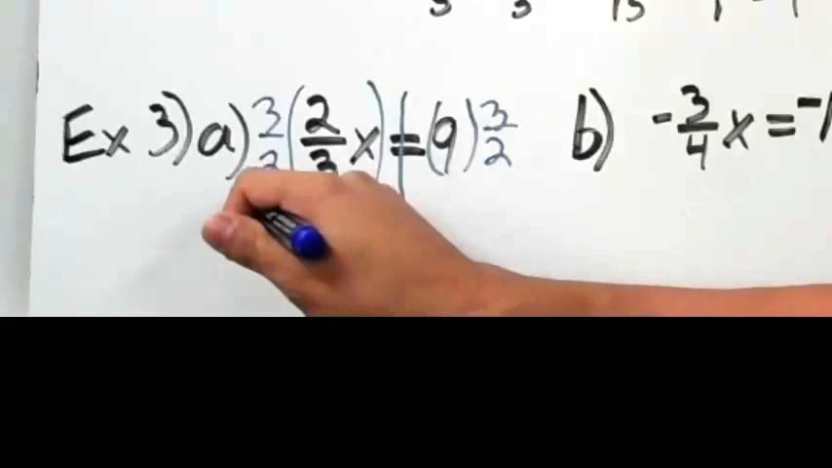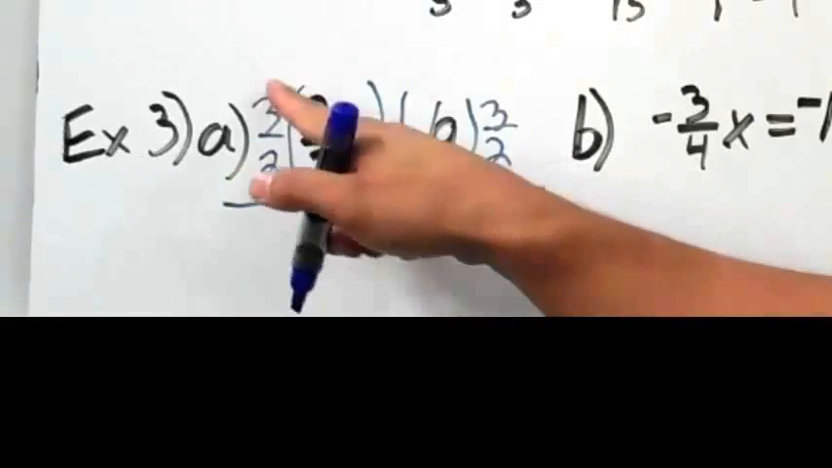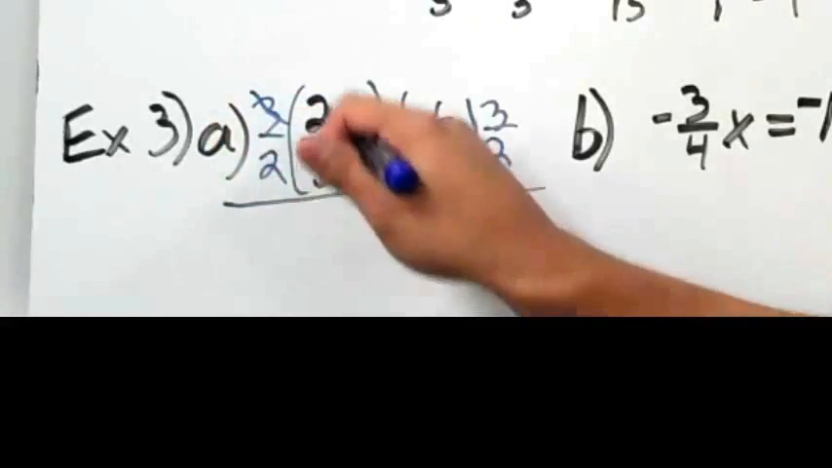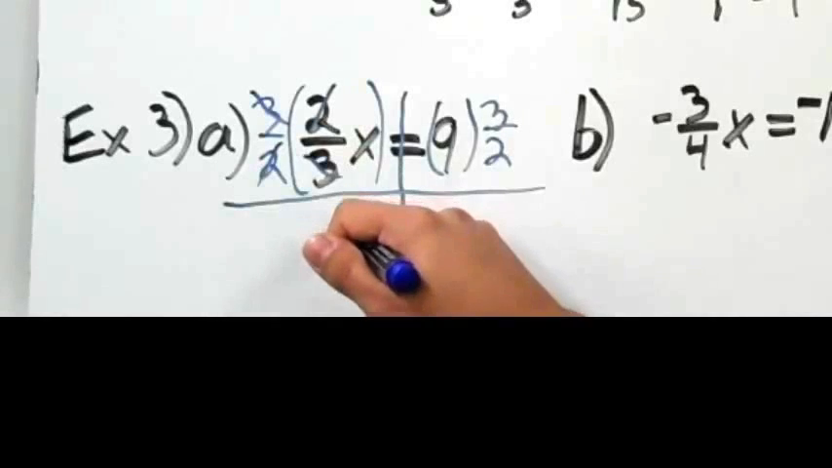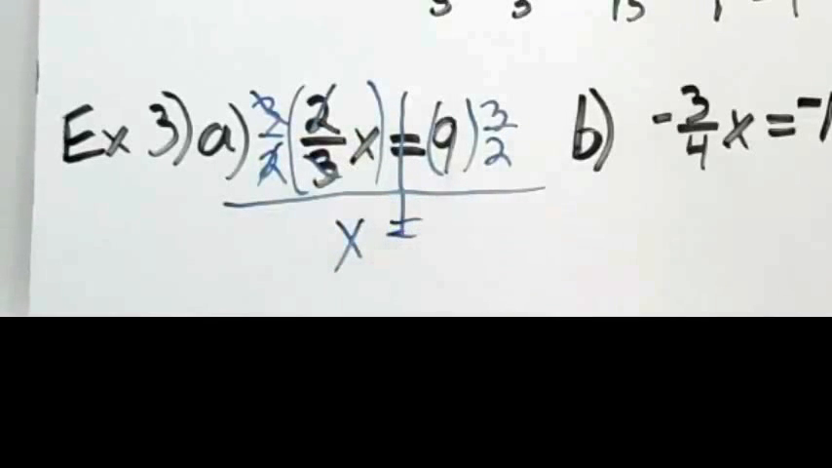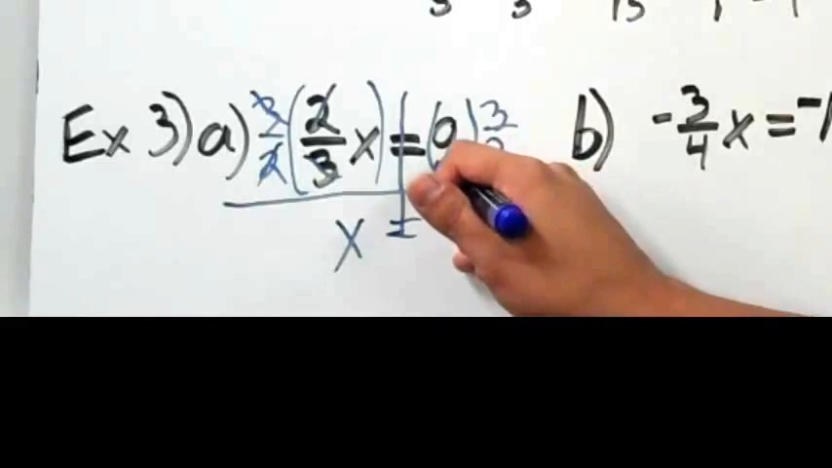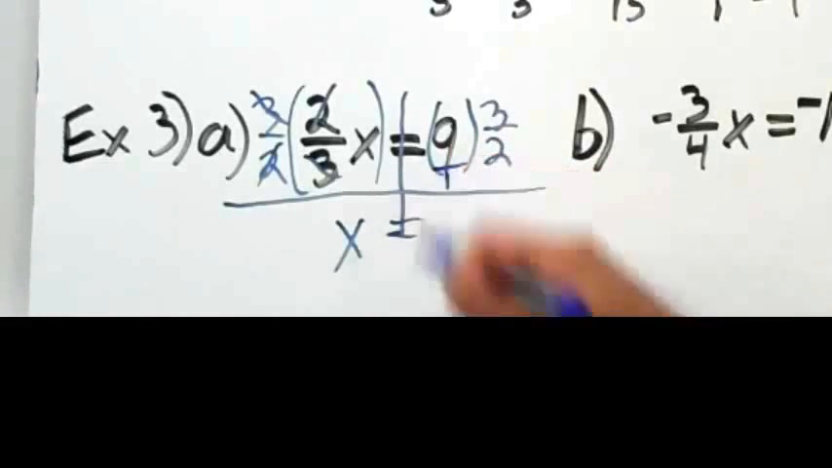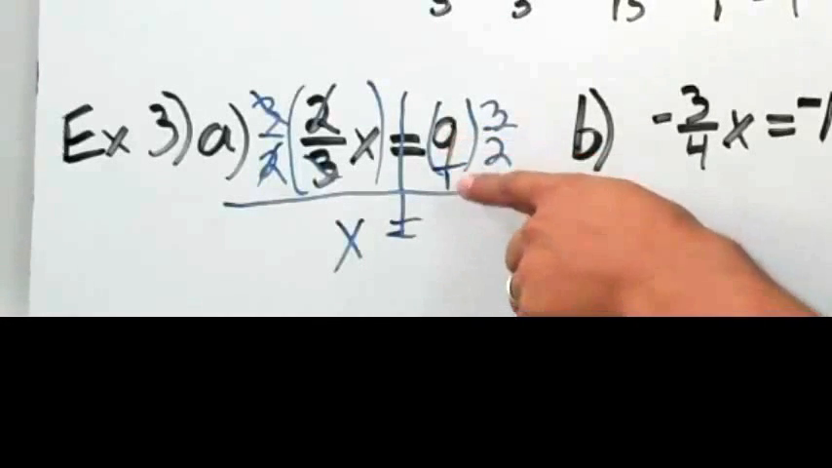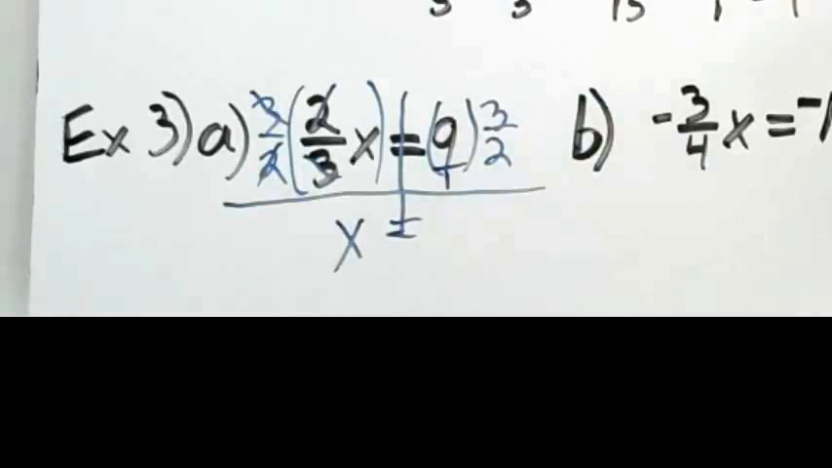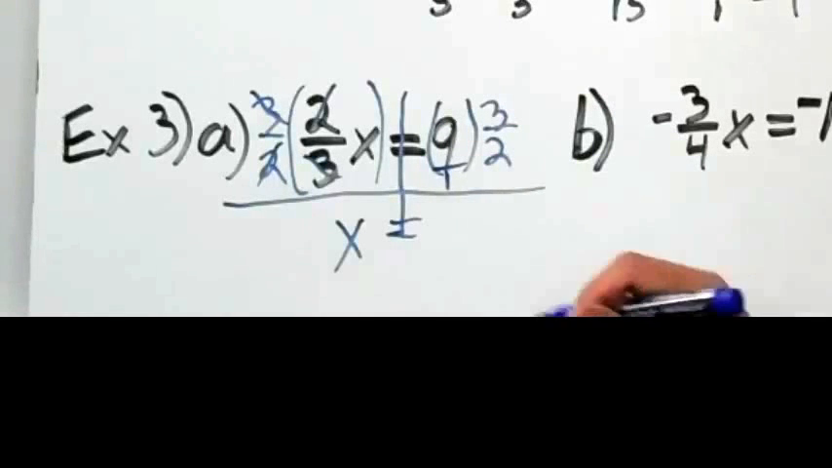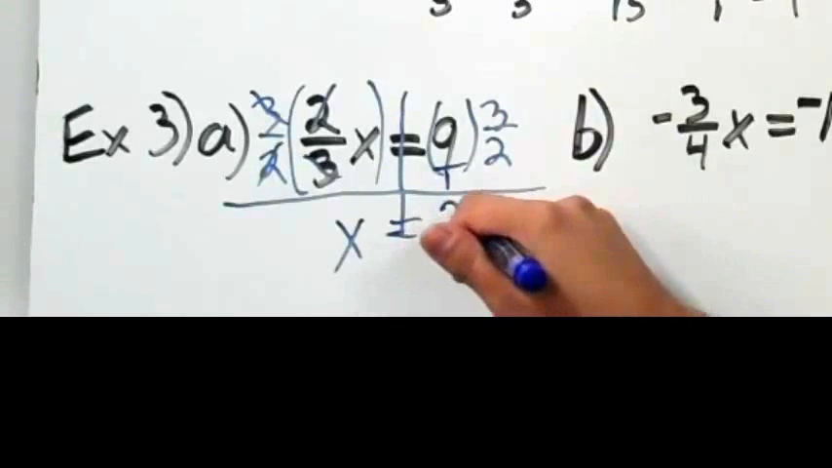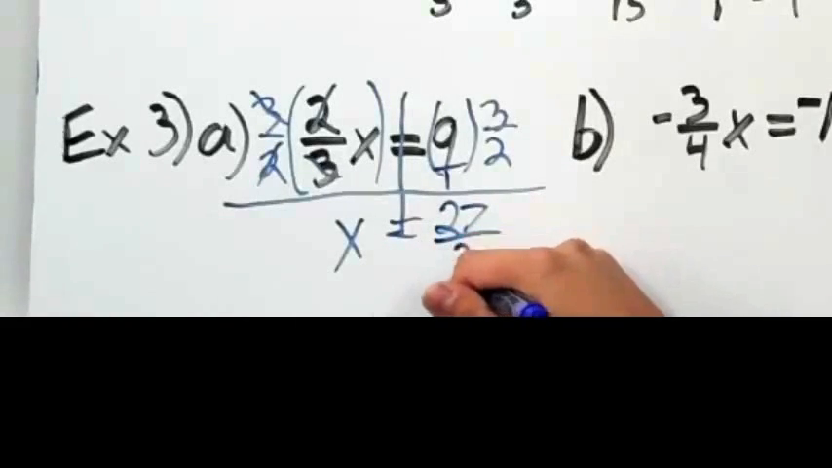And again, it's algebra, so whatever I do to one side, I must do to the other. I draw my line. And here, these cancel out, so I'm left with x on this side. And then here I need to do the multiplication. So remember, I can always multiply a whole number by a fraction by turning that whole number into a fraction. So 9 over 1. 9 times 3 is 27. 27 divided by 2, well, that's not going to work, but we can always just leave it as 27 over 2.